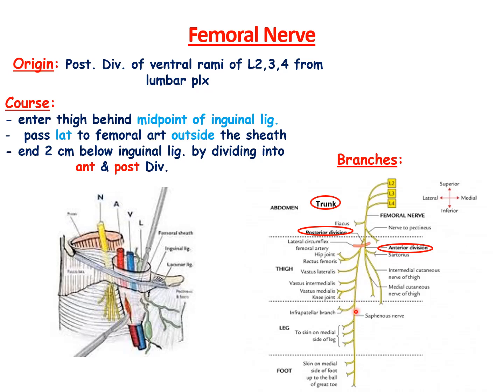From the posterior division you have muscular branches to the 4 heads of the quadriceps, the 3 vasti and the rectus femoris, and you have one cutaneous branch which is the saphenous nerve. Saphenous nerve is the longest nerve in the body.